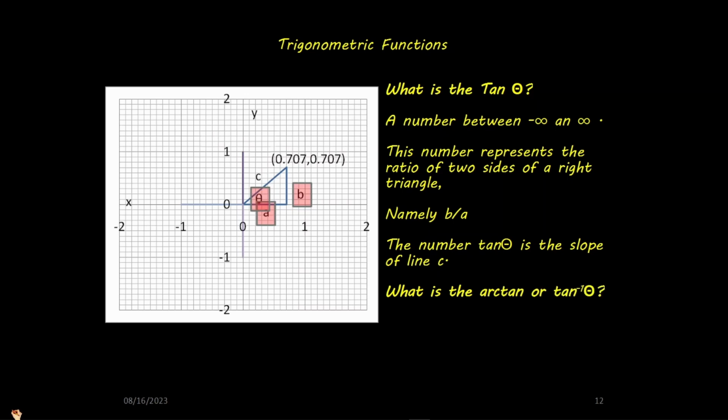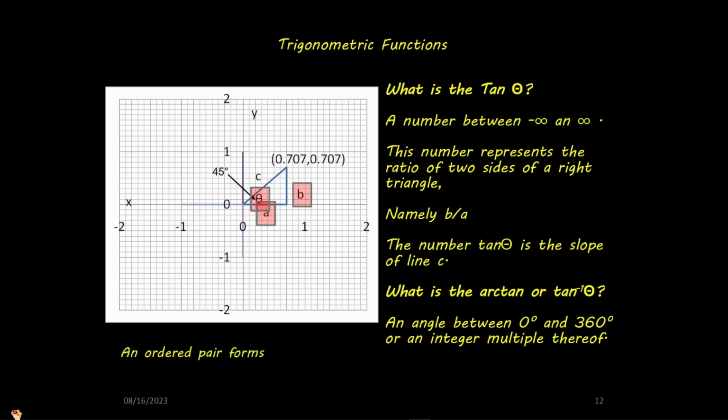What is the arctangent or inverse tangent of angle theta? It is an angle between 0 and 360 degrees or an integer multiple thereof. When you see the symbol for inverse sine, cosine or tangent, you should think angle.